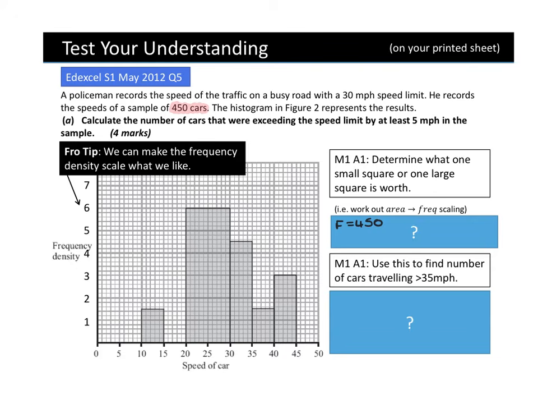Okay, we need the formula of frequency equals our scaling k multiplied by our area. So what do we need? We need frequency and we need our total area. So how do we work out our total area? Well, we find the area of each rectangle and find out what our area is.